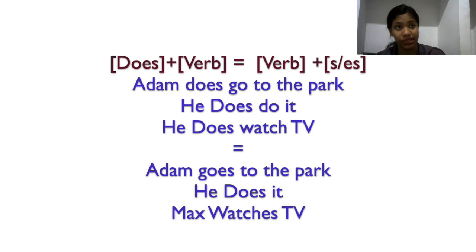Max watches TV. Similarly, for the plural things, you can say they do it. They go to the park. They watch TV. Make sense? Yes. So do doesn't need anything to be added on to the verb to be represented. Only does requires you to add an s or es.